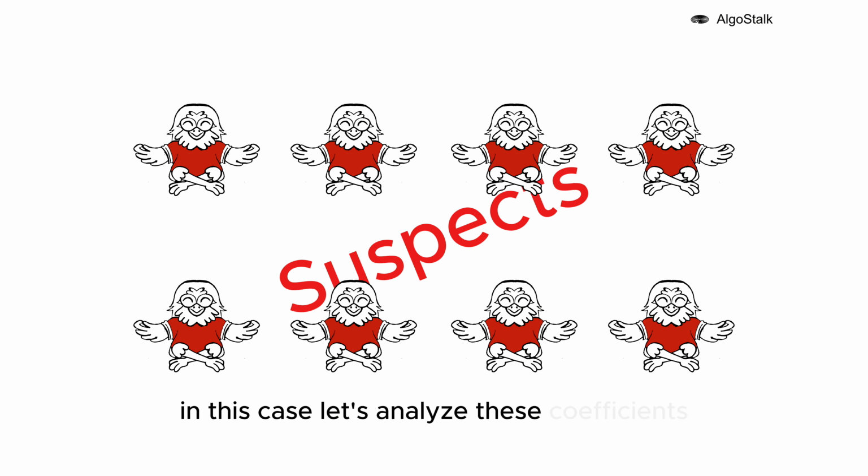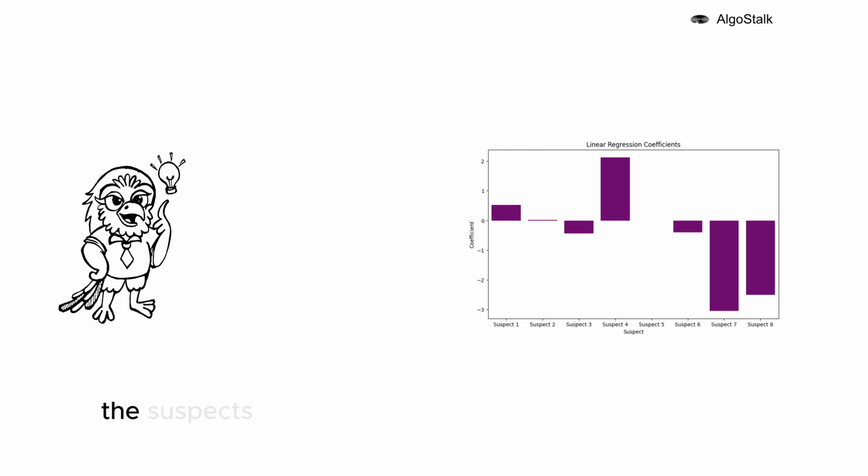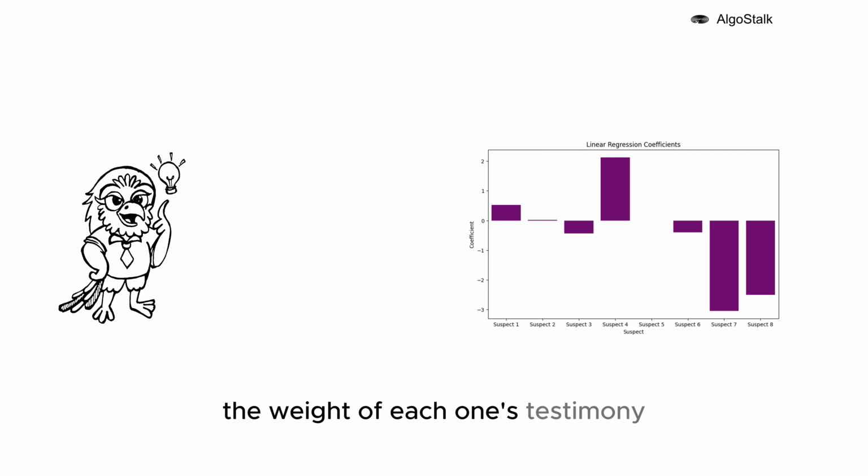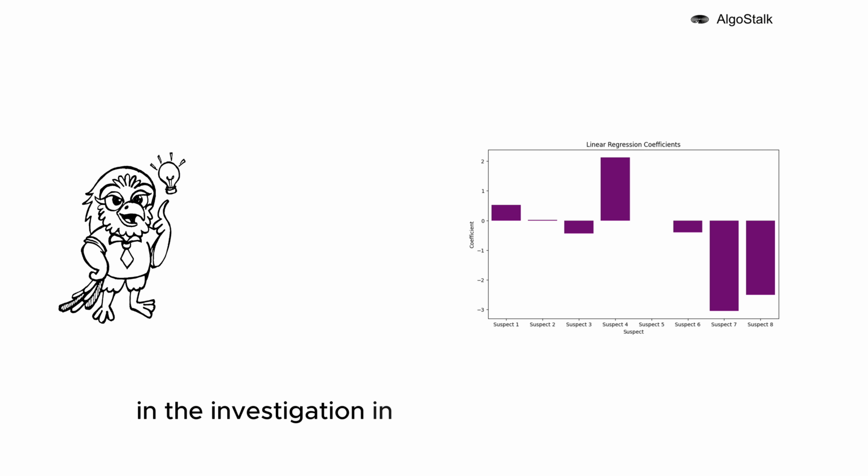Let's analyze these coefficients to identify the key players in our investigation and understand their roles in the story we're unraveling. The suspects have spoken, and these coefficients reveal the weight of each one's testimony in the investigation. In this linear regression model, the coefficients represent the influence of each feature on our final prediction.